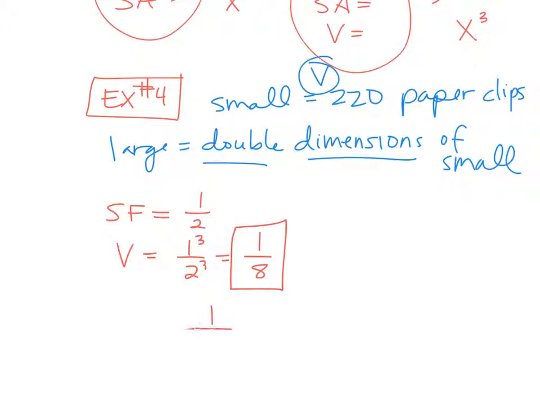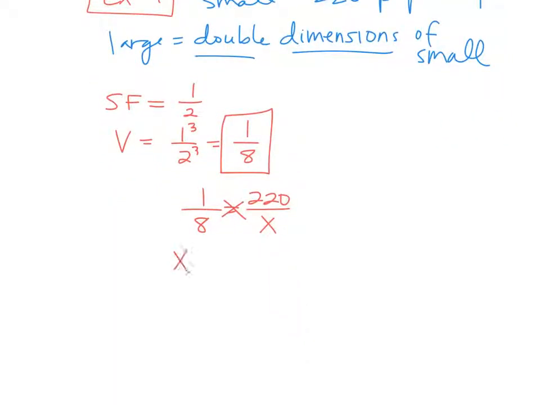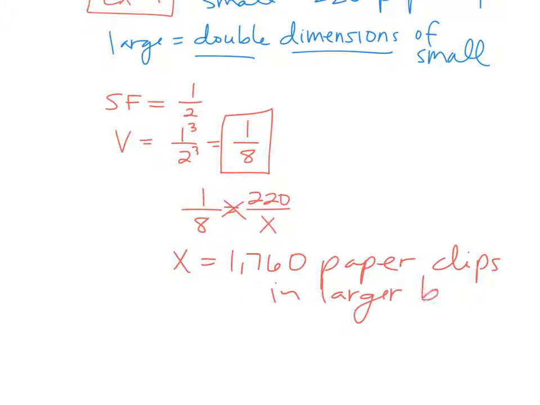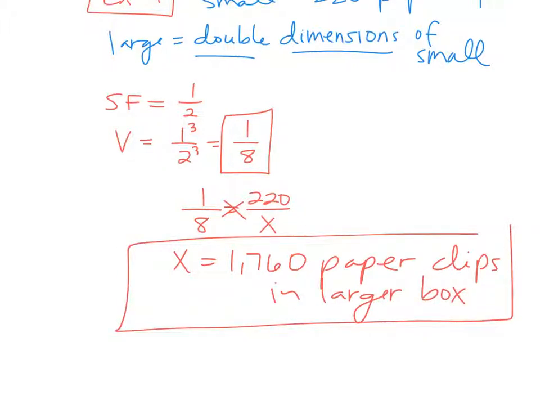So if I know my volume ratio, 1 to 8, and I know the volume of the smaller box, where is that 220 going to go? On top, across from the smaller number. And then x on bottom, and you're going to cross multiply that. So 220 times 8 is 1760. So we would say the larger box can hold 1,760 paper clips. Okay, questions on that?